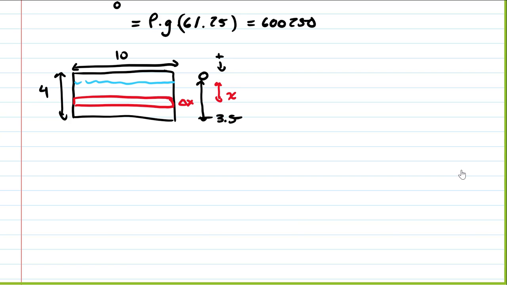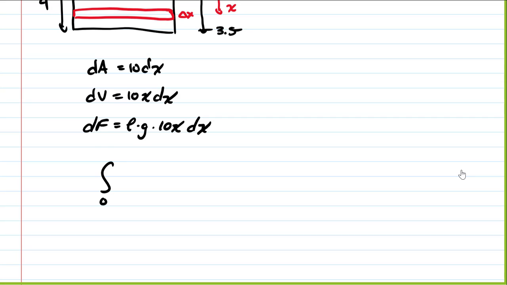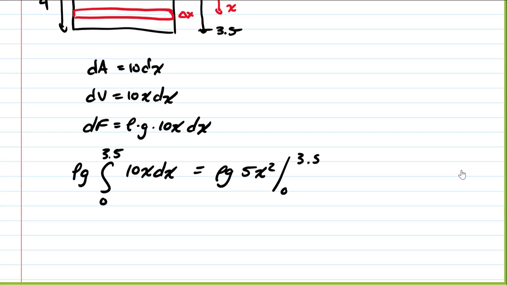So if we set this up, our area is still 10 dx. Our volume then is going to be 10x dx because we're putting our origin at the top. And then our change in force would be rho times g times 10 times x, right? Then what would our limits of integration be? Well, we'd be integrating from the top of the water to the bottom of the pool, so still 0 to 3.5, right? So if we integrate from 0 to 3.5 of rho g times 10x dx, well, that's rho g, and the antiderivative of 10x is going to be 5x squared, and we evaluate from 0 to 3.5.